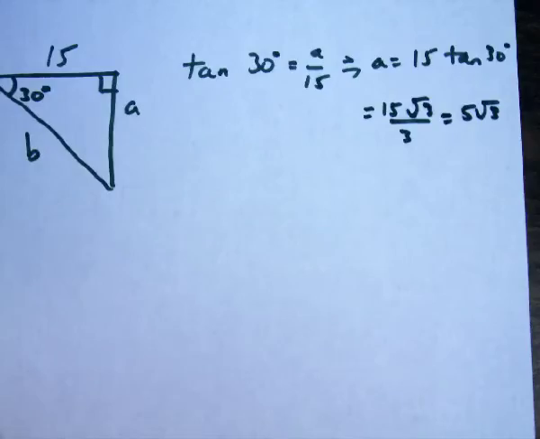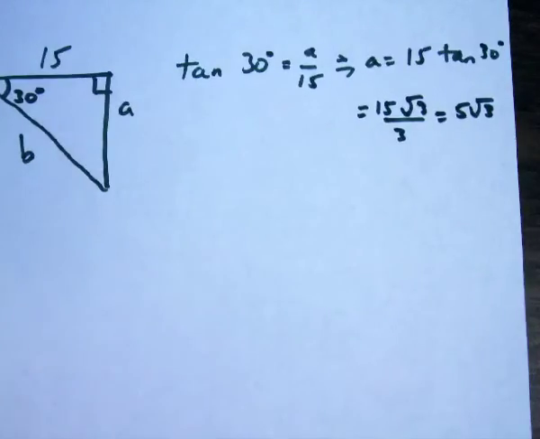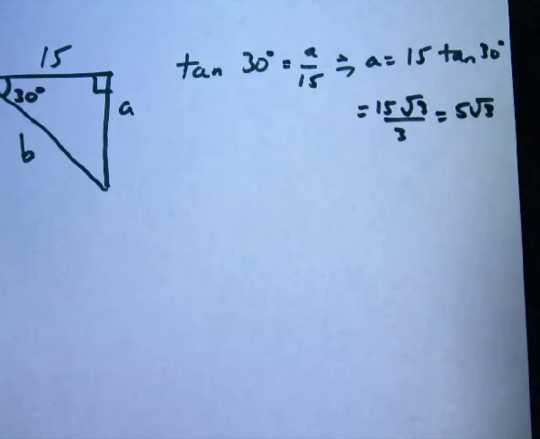If you get me a calculator approximation, let me get my calculator out actually, you're going to get tangent of 30 times 15, approximately 8.66, and that's fine. I would accept 8.66. However, we already have solved for tangent 30. We can keep it easy that way.